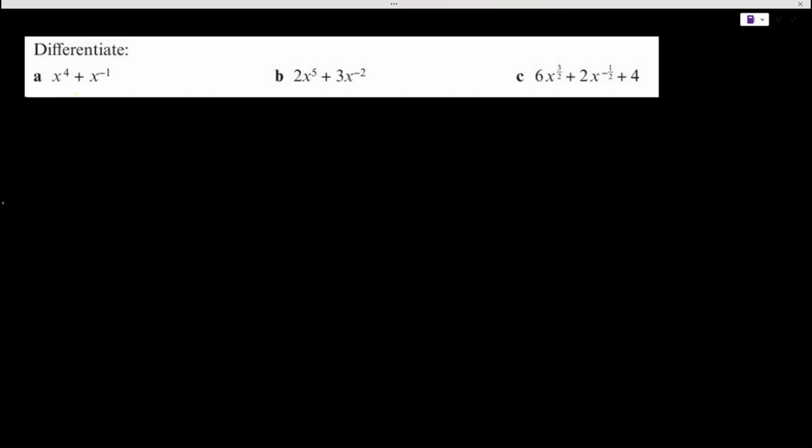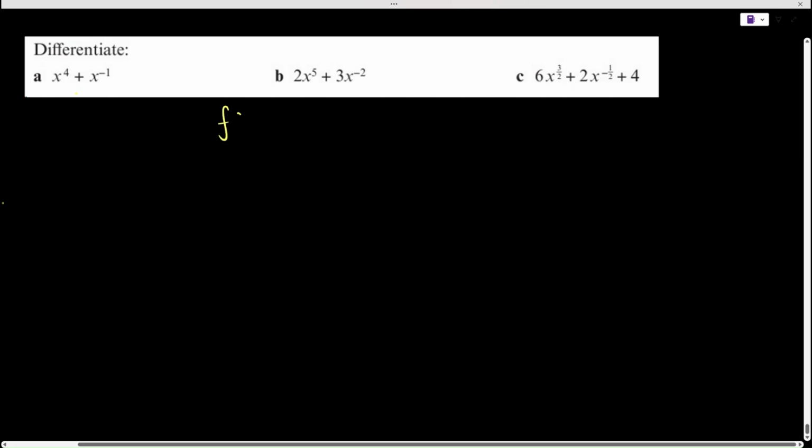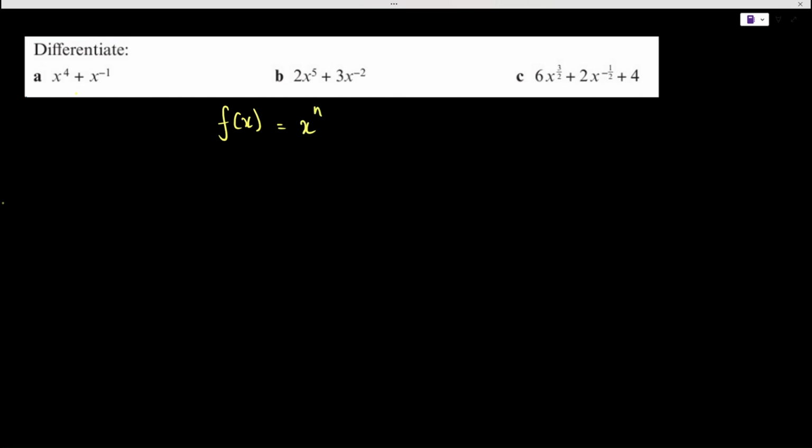In this video, we'll be going over differentiation. This is not like differentiation by first principles, but this is an easier form of differentiation. It follows the format: if we have our function f(x) equal to x to the power of n, then f prime of x, if we differentiate our function, is equal to n times x to the n minus 1.